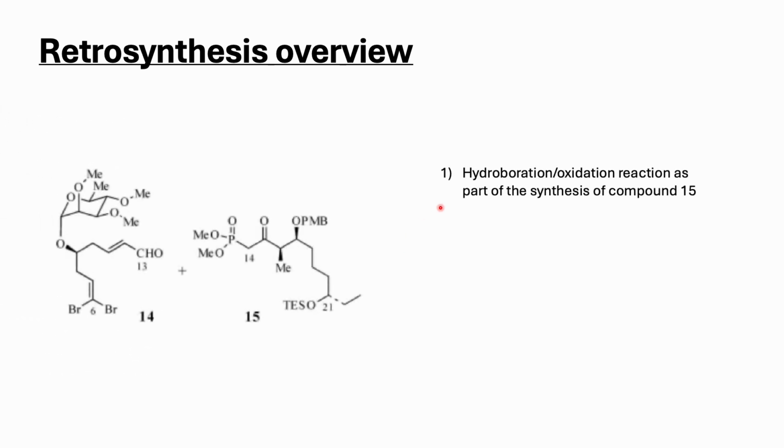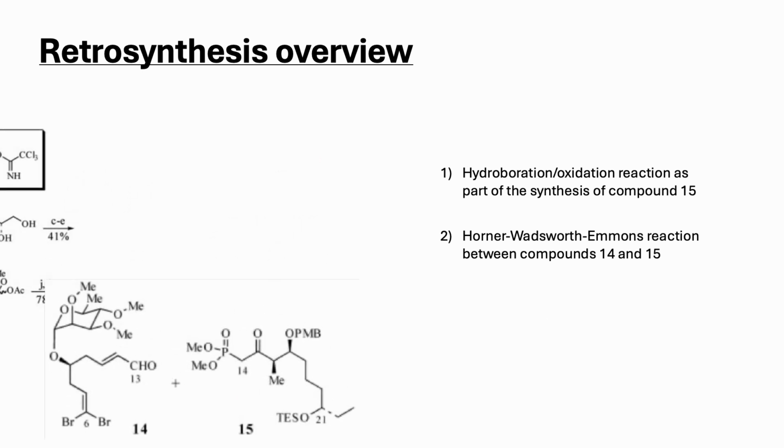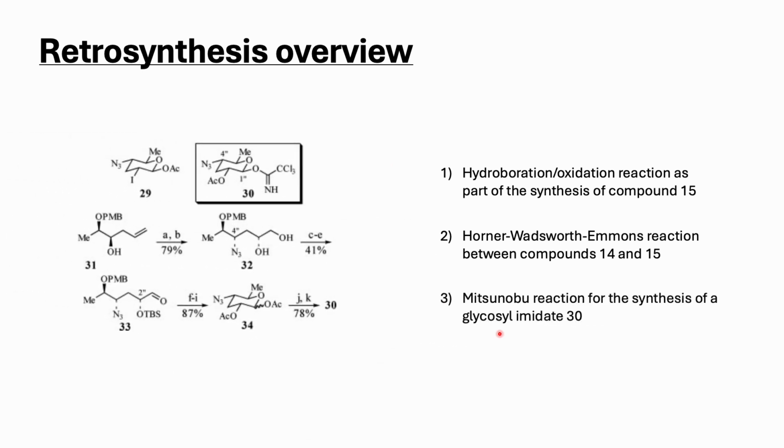So the first reaction will be a hydroboration/oxidation reaction as part of the synthesis of compound 15. I will also go through a Horner-Wadsworth-Emmons reaction between compounds 14 and 15. And finally, a Mitsunobu reaction for the synthesis of this glycosyl imidate.